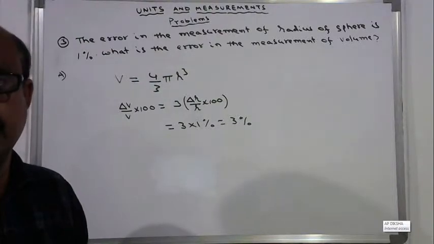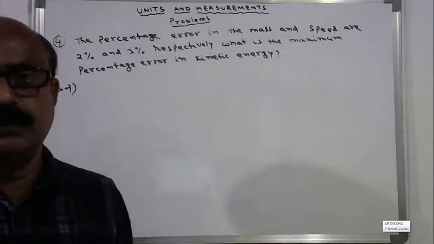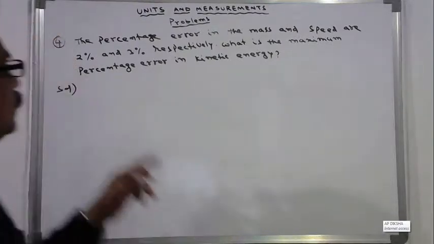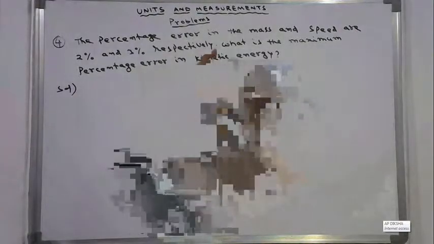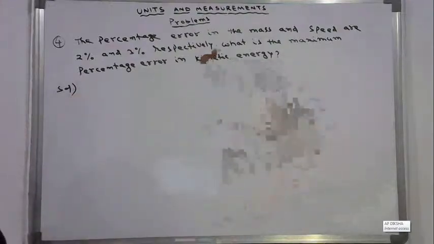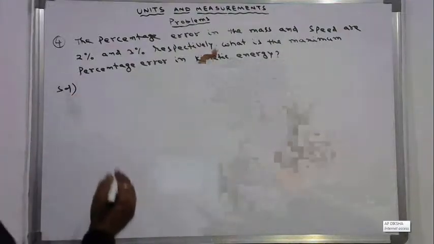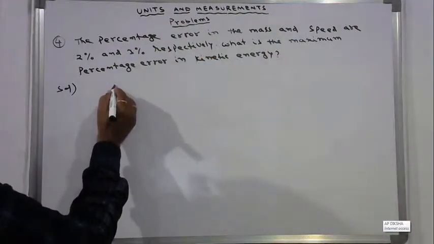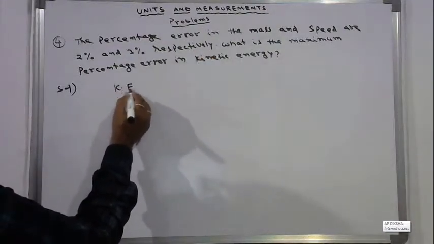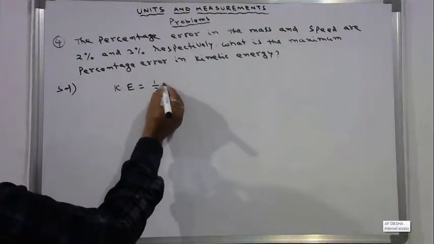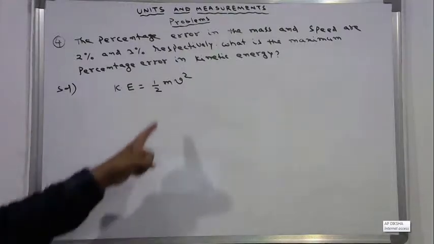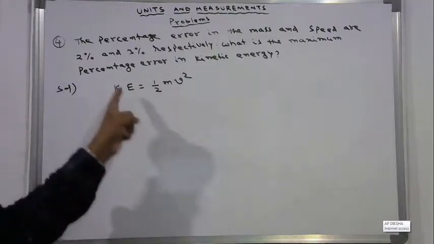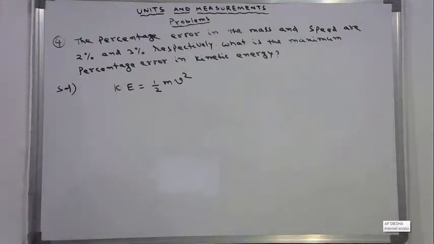Now let us go to the next problem. Now the fourth problem. Percentage errors in the mass and speed are 2% and 3% respectively. What is the maximum percentage error in kinetic energy? See, actually, we know the relation for kinetic energy is equal to half mv square. So the error in mass and the error in velocity leads to error in kinetic energy.